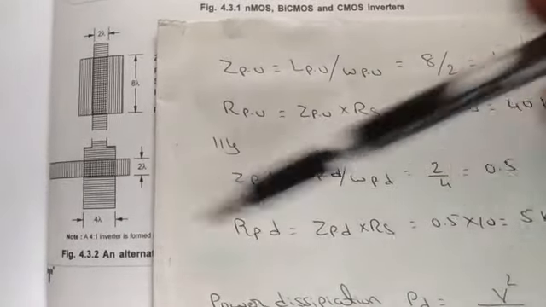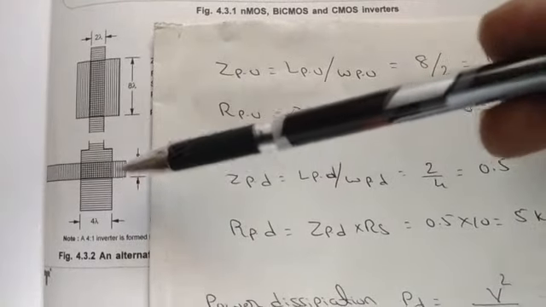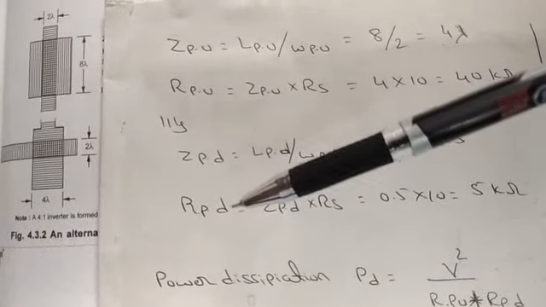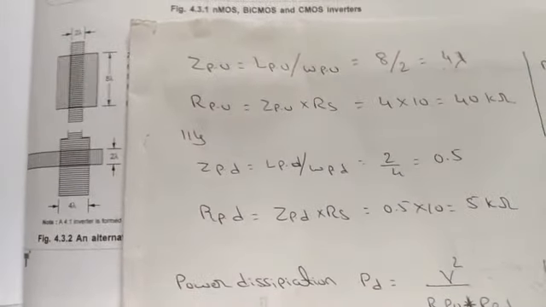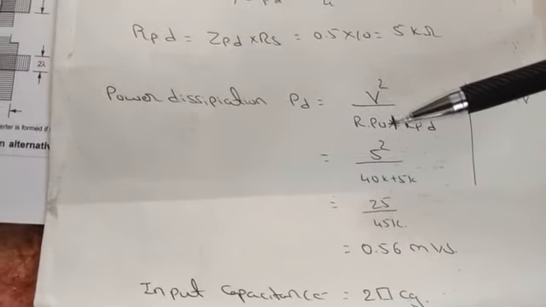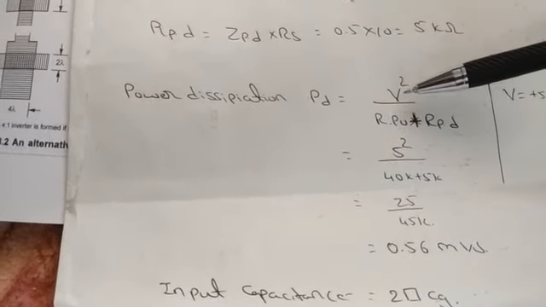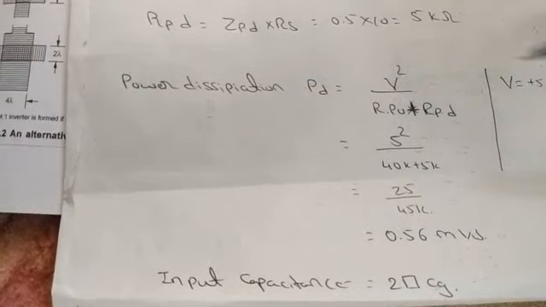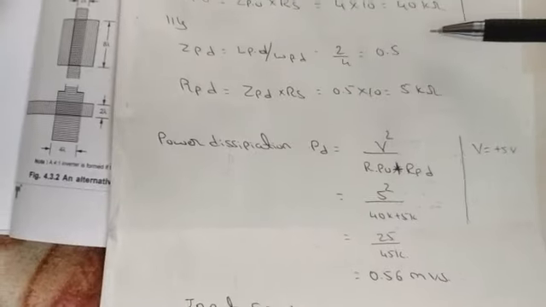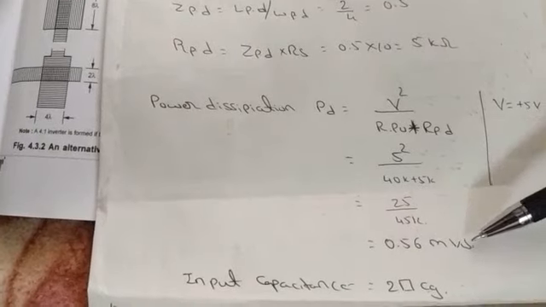Similarly for the pull down transistor, ZPD is given by LPD divided by WPD, the length divided by the width. So the resistance of the pull down transistor is given as 5 kilo ohm. Next, the power dissipation formula is V square divided by RPU plus RPD. The voltage we normally consider as the standard 5 volt. So 5 square divided by 40k plus 5k, and we get 0.56 milliwatt.